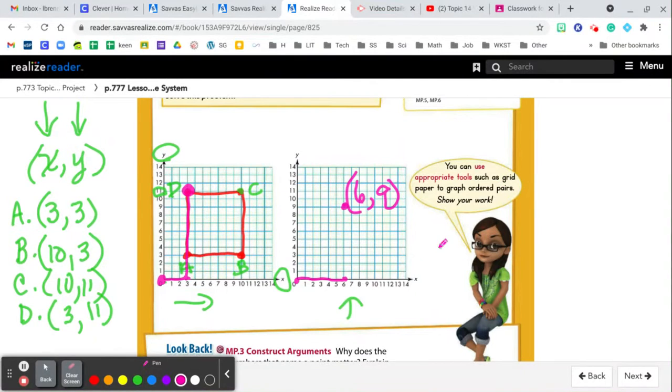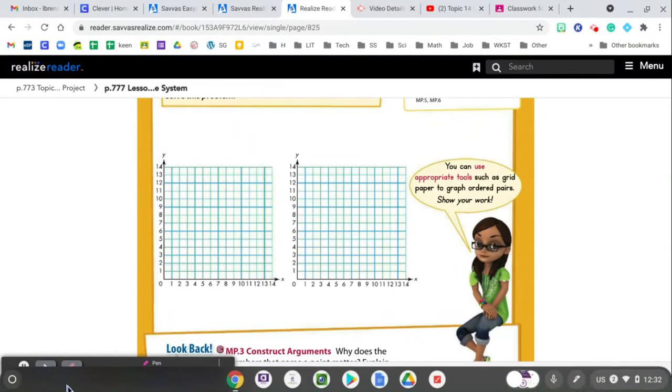So that page is kind of tricky to do by yourself. You can do it with somebody in your family if you want. And it is how you play Battleship, if you've ever played that game before. All right.